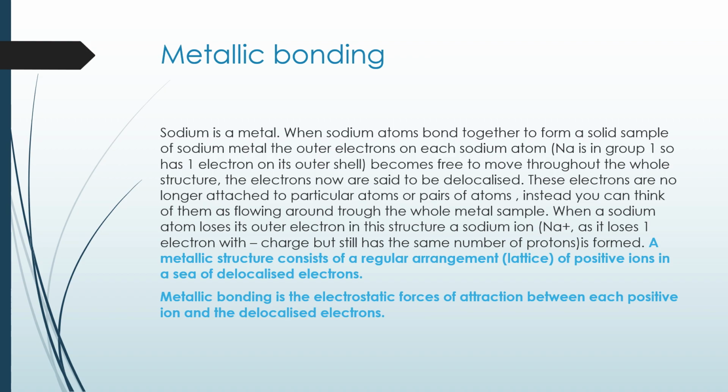A metallic structure consists of a regular arrangement, what we call a lattice, of positive ions in a sea of delocalized electrons. And the next line is the definition of metallic bonding. Metallic bonding is the electrostatic forces of attraction between each positive ion and the delocalized electrons. Okay, that's really important.